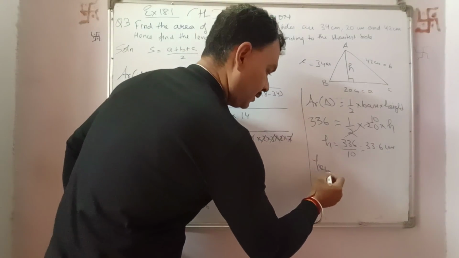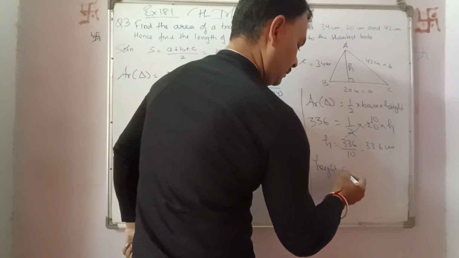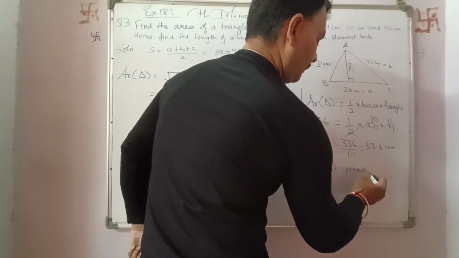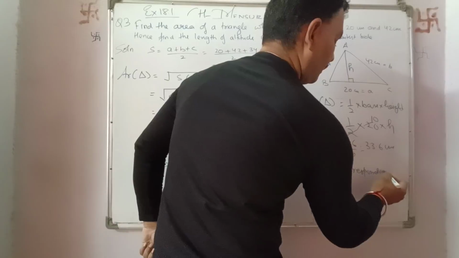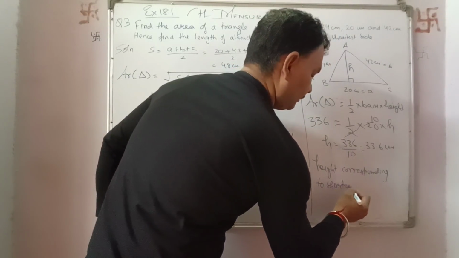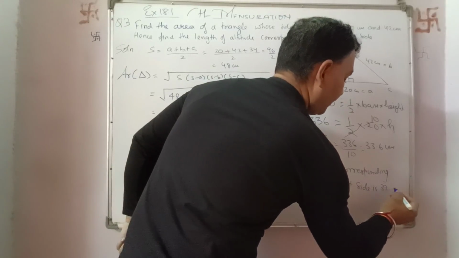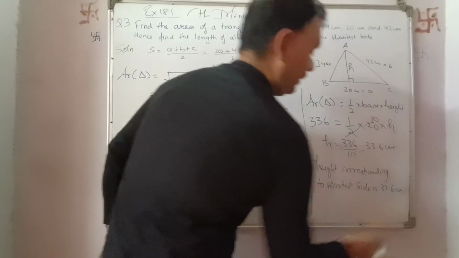So the height corresponding to the shortest side is 33.6 centimeter.